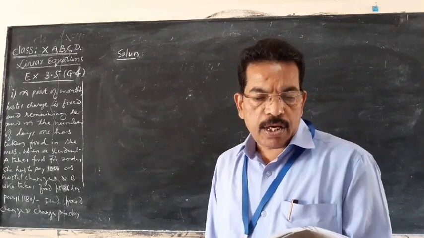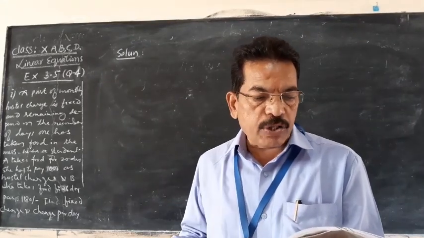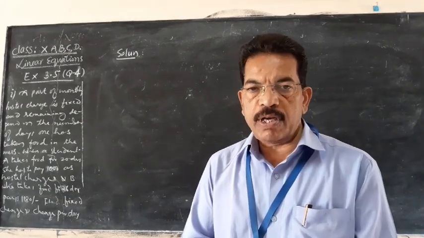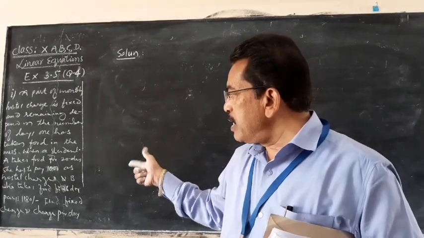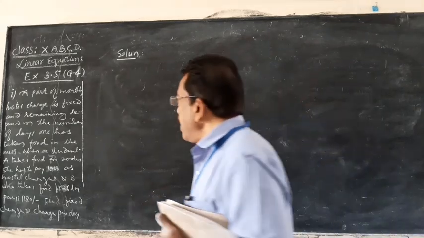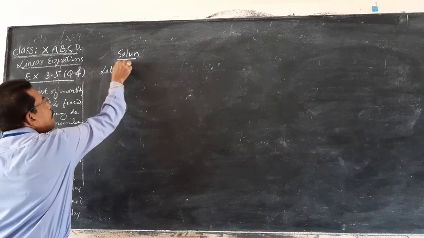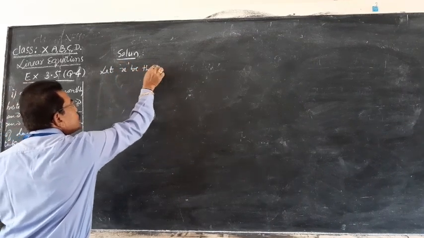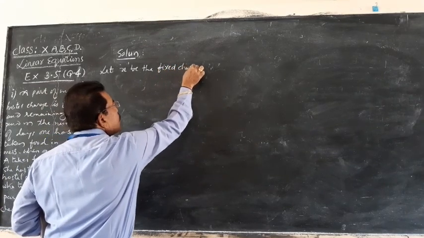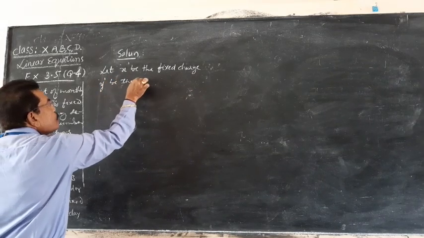Okay? See, a part of monthly hostel charge is fixed and the remaining depends on the number of days one has taken food in the mess. Okay? What they asked? They asked us the fixed charge and the charge per day. Now let us consider. Let X be the fixed charge for the food and Y be the charge per day.